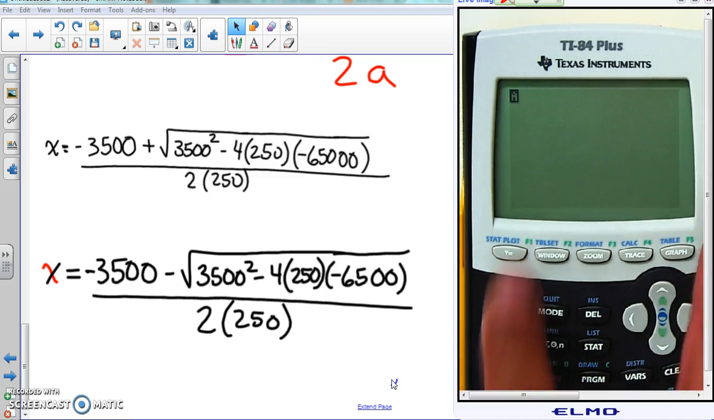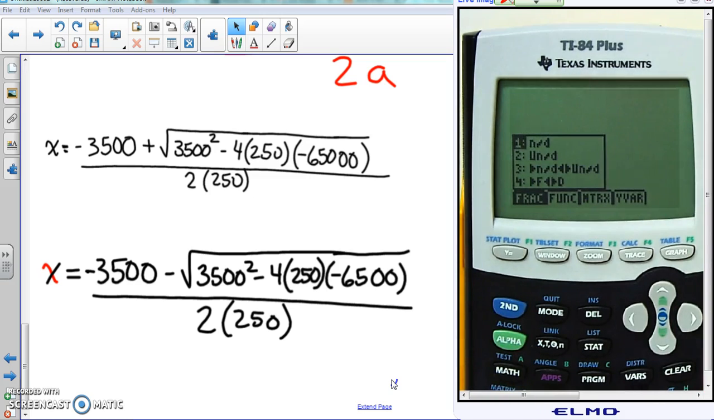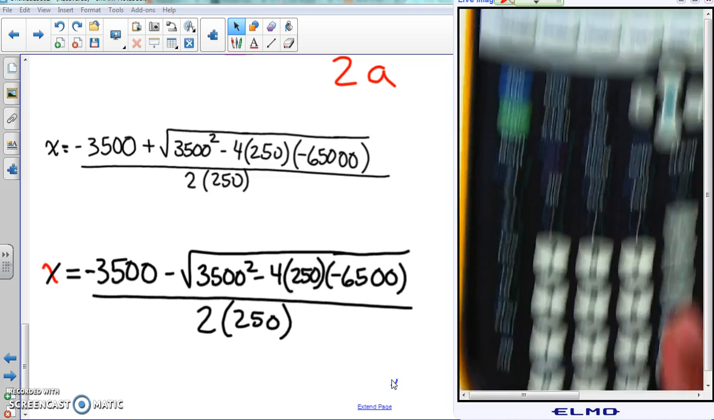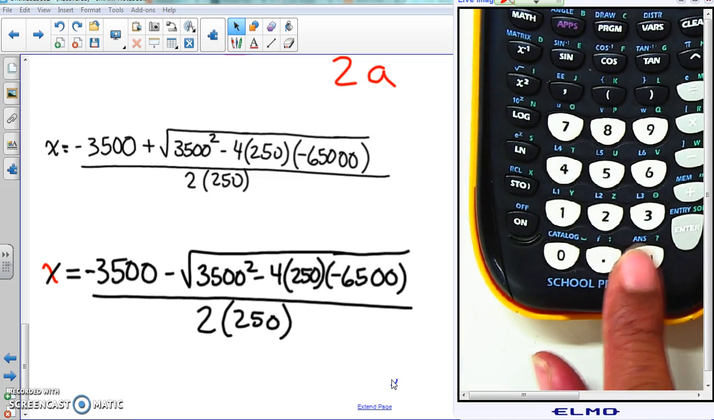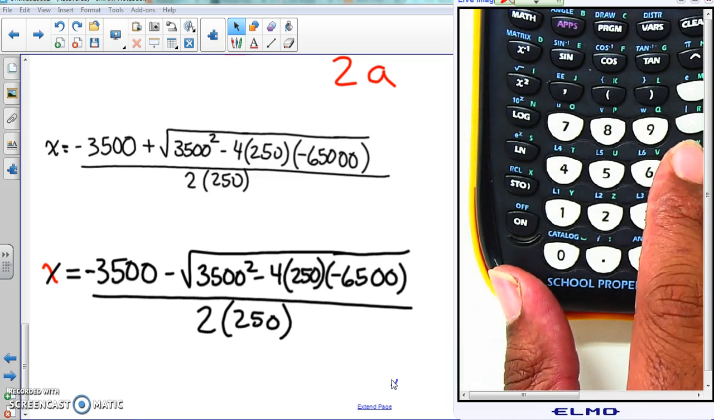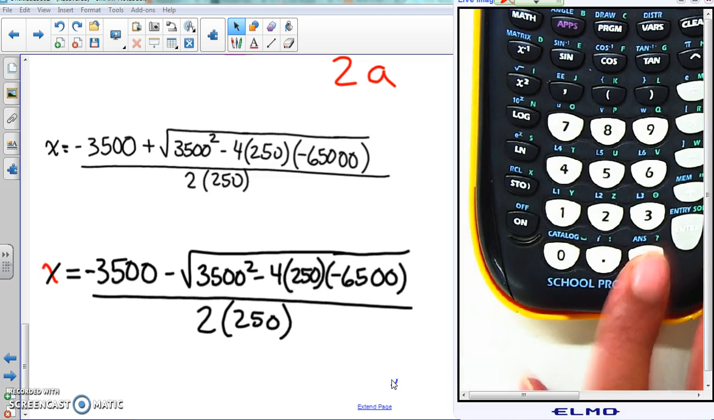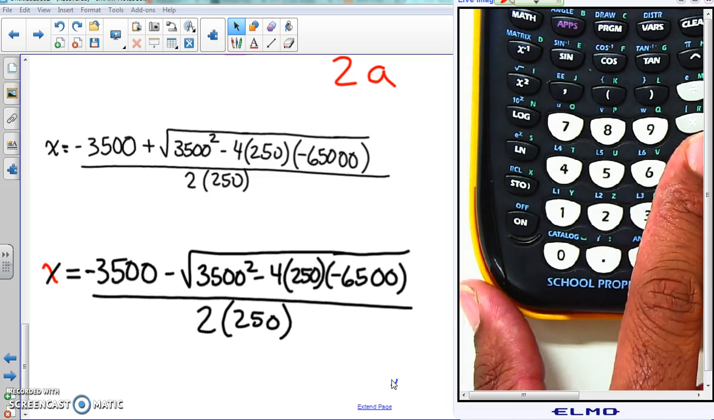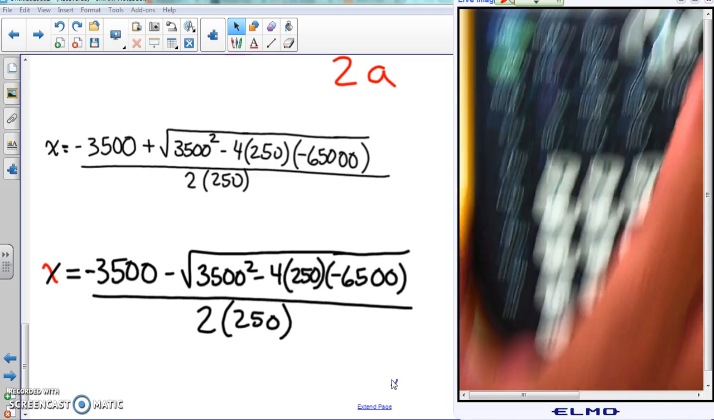So I'm going to do alpha y equals again. Alpha y equals. Hit enter so we get our fraction bar. We're going to put negative. Make sure you use the bottom one for negative, not the gray one here for minus. This is subtraction. This is negative. Subtraction, negative.